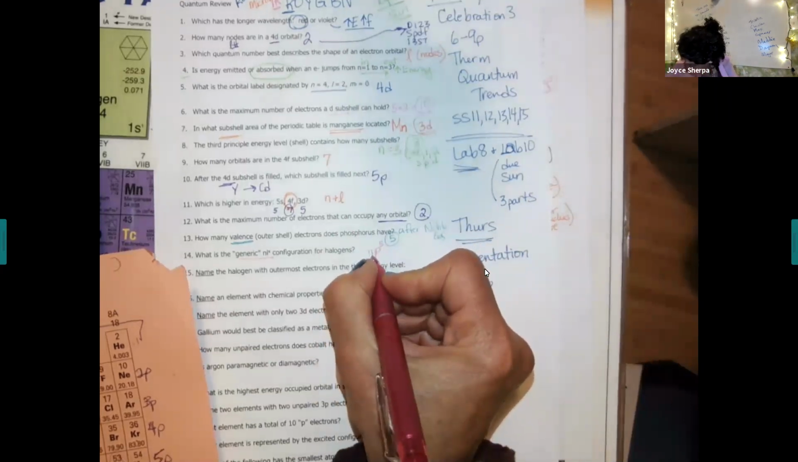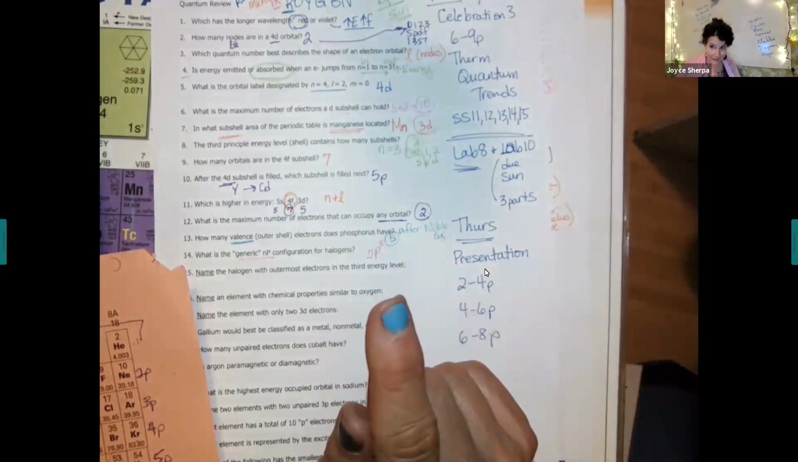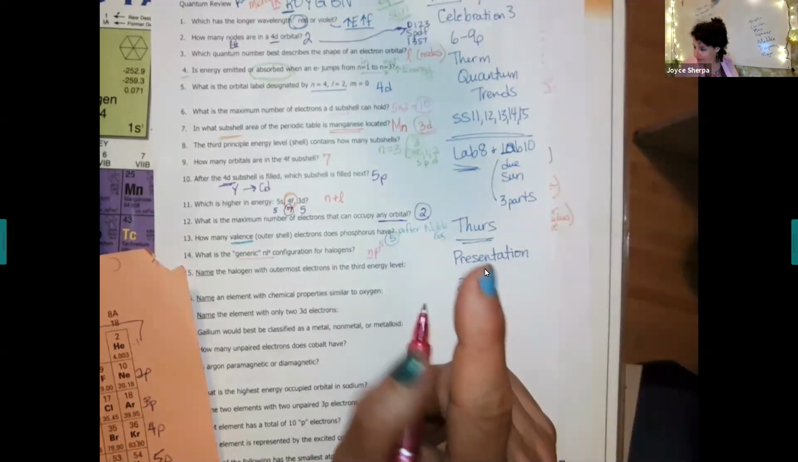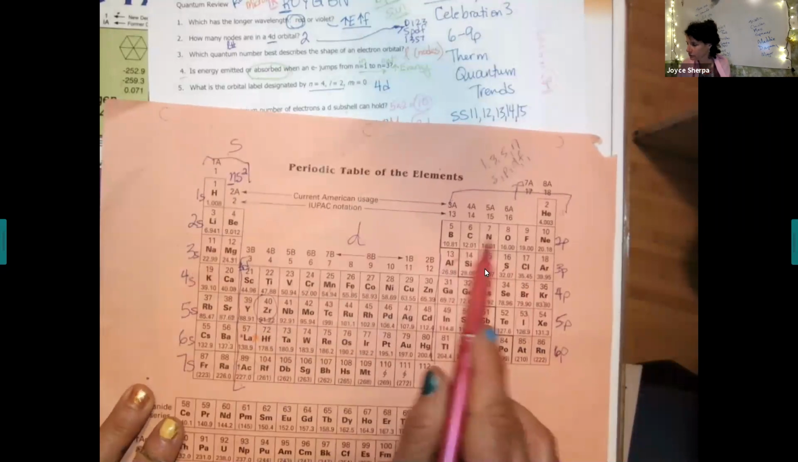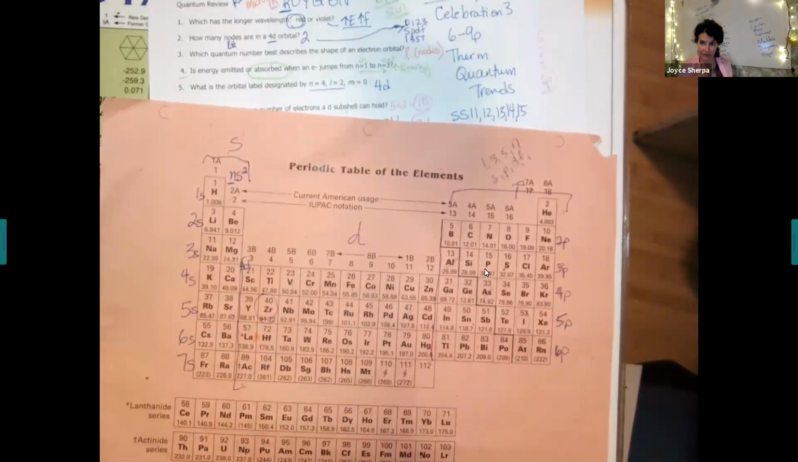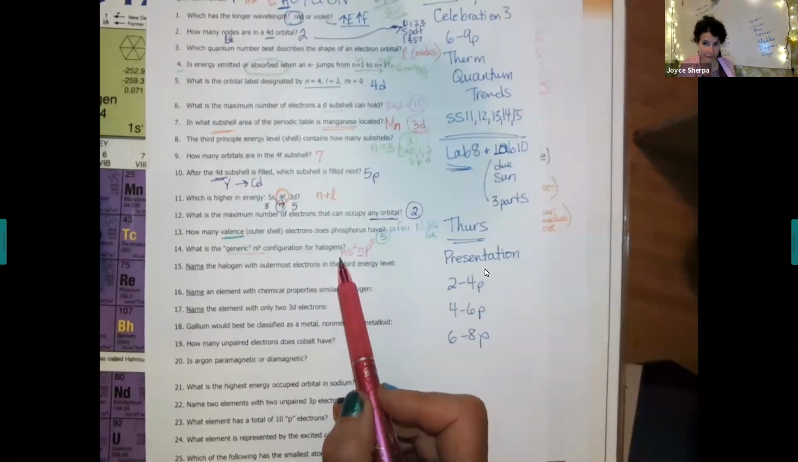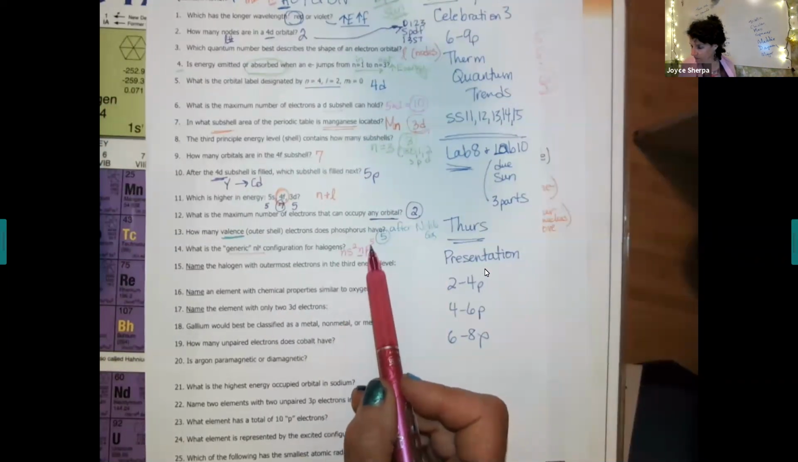So how we fully write it is we say n p5. The n can be any number except 1, because there's no such thing as a 1p. And so we actually say ns2 np5, because for fluorine, it would be 2s2 2p5, 3s2, 3p5, 4s2, 4p5, and so on. So that's what it means by generic: the n number can be anything from 2 on, and then you would have that.